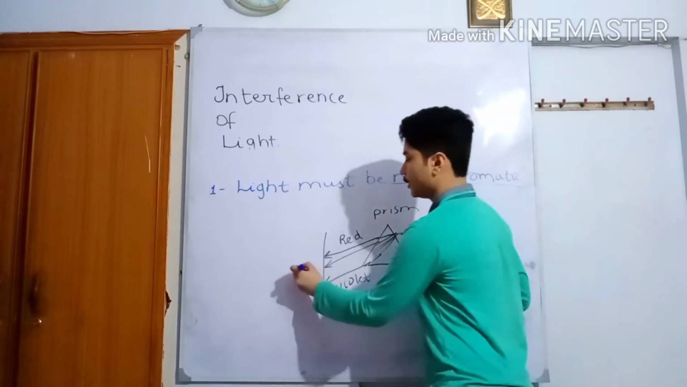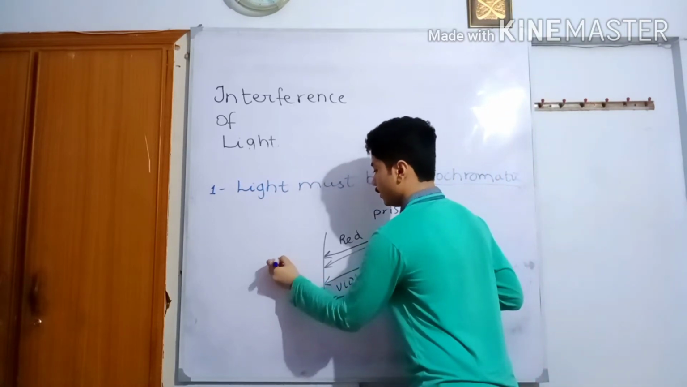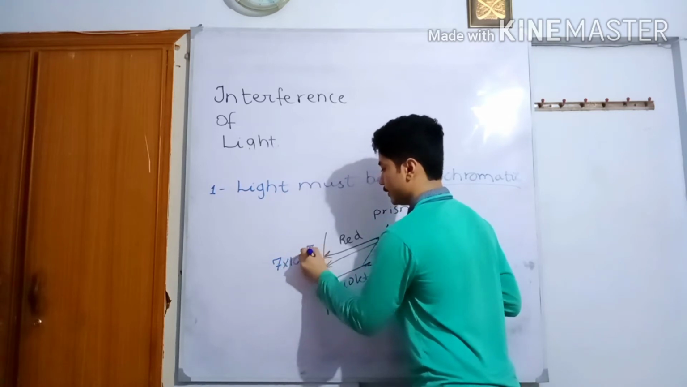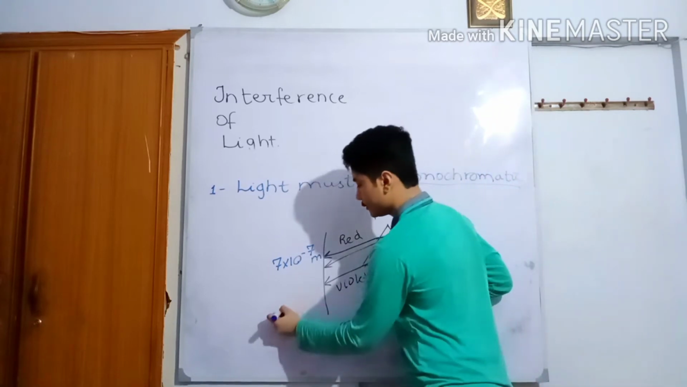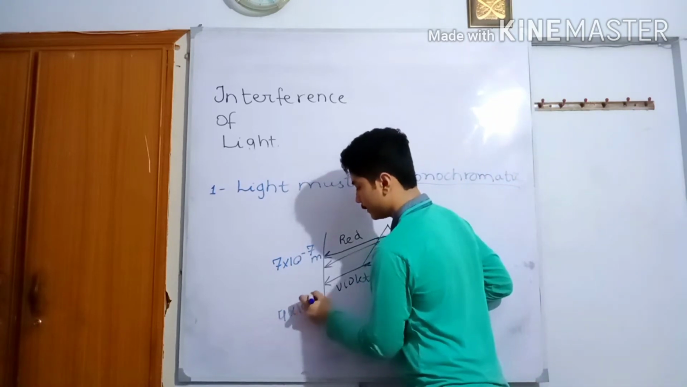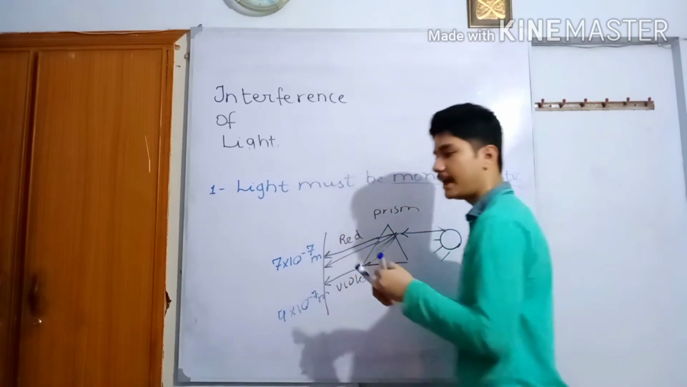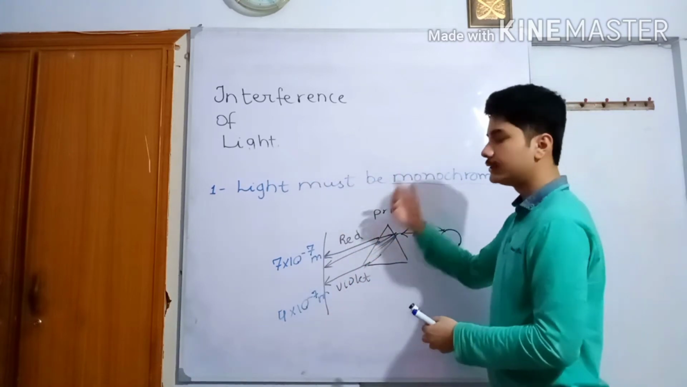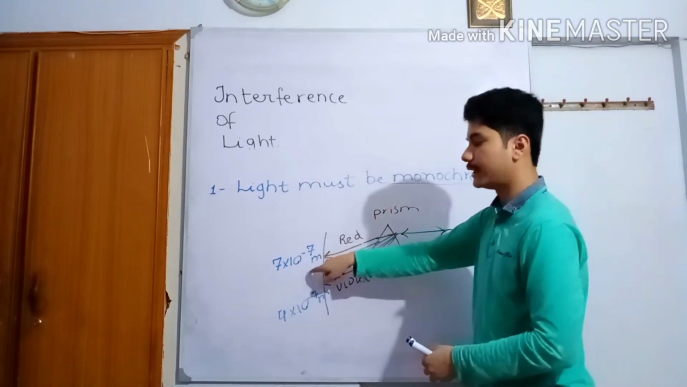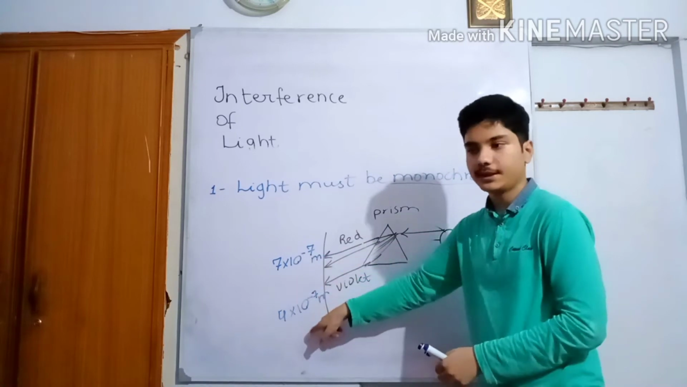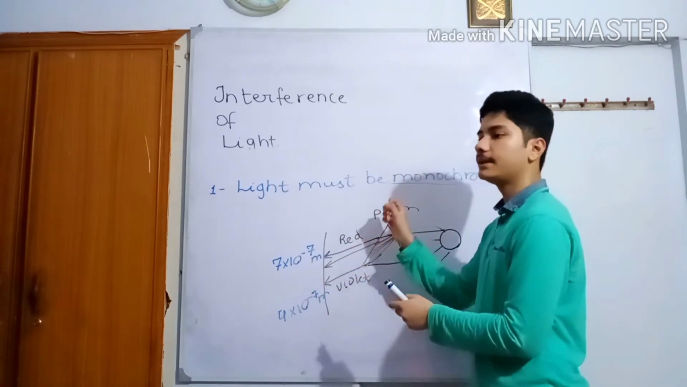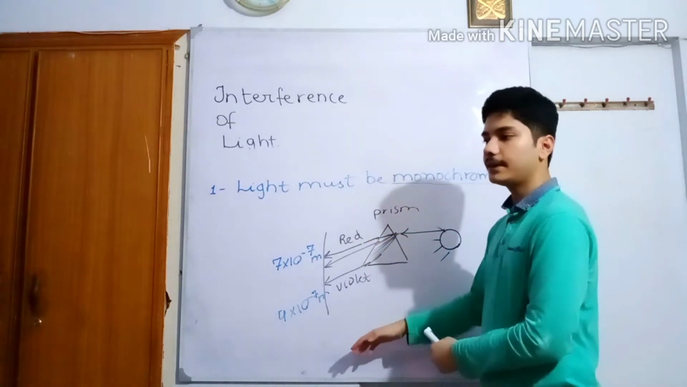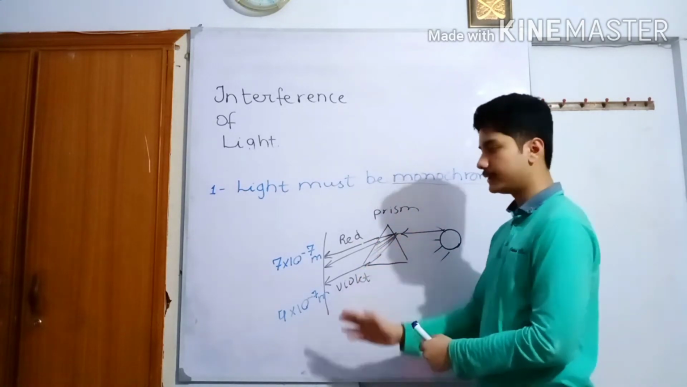red consists of wavelength 7 exponent minus 7 meter. This is the wavelength of red light, and violet consists of 4 exponent minus 7 meter. So they both have different wavelengths, but red consists of a single wavelength and violet consists of a single wavelength. As usual, all 7 colors each occupy a single wavelength.